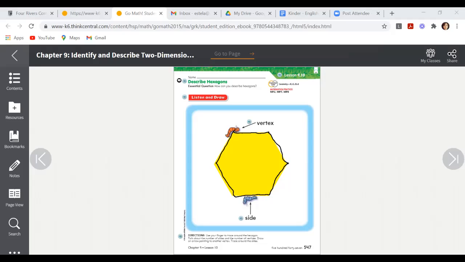What's another thing that a hexagon must have? Tomás, what's the other thing that a hexagon has? How do we call the corners? Vertices. Uh-huh. Yes. How many does a hexagon have to have? We know it has 6 sides, but how many vertices?